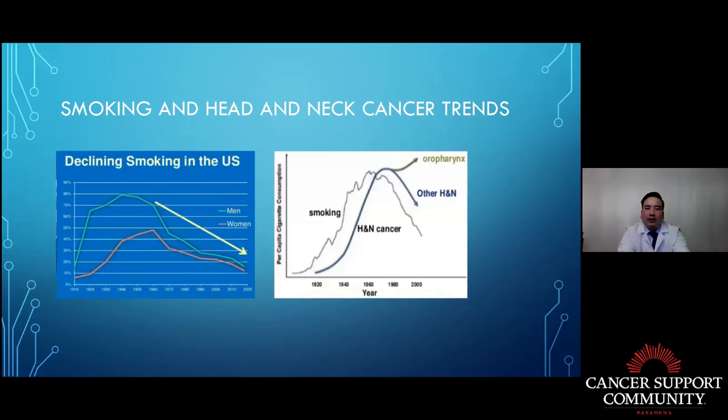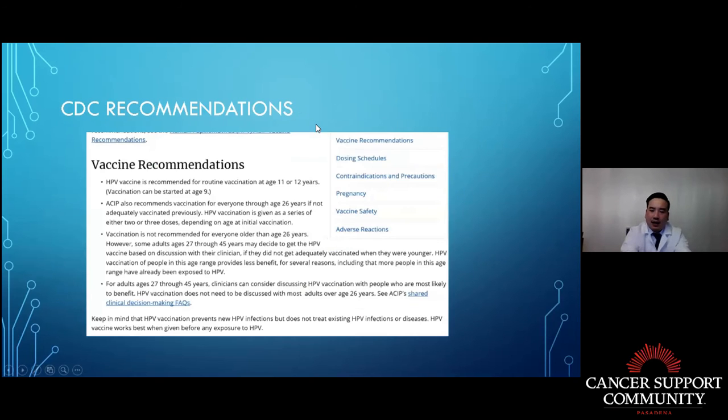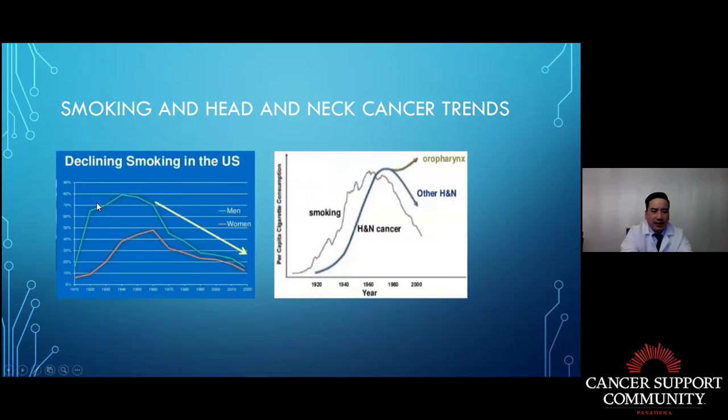So we look at rates of smoking and head and neck cancer. Traditionally, most head and neck cancers were from smoking. There's actually been a huge decline of smoking in the U.S. If you look at the left, the green line is men, the red line is women. From 1910 to 1950, there's an increase in smoking. But in the 60s and 70s after that, smoking started going down and going down and going down.